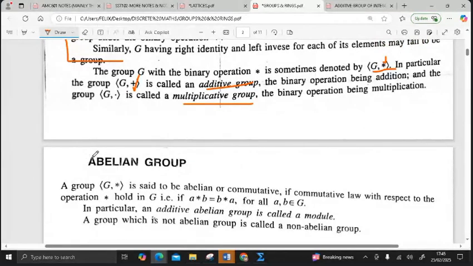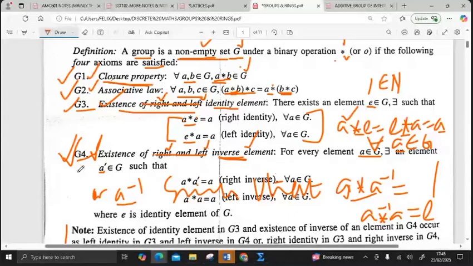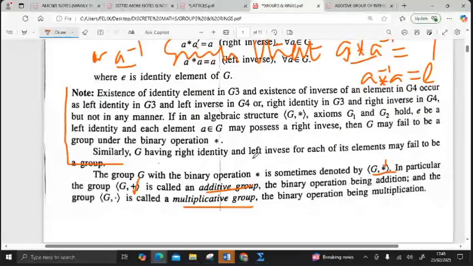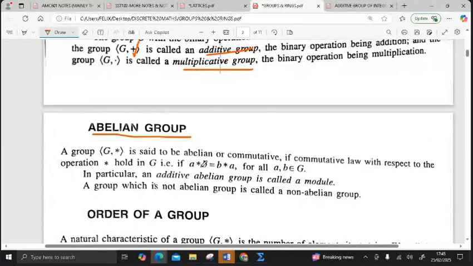But now, the group G with a binary operation is denoted that way. I think that is something we've seen. This one is general; the operation could be multiplication or addition or any other. If it is a plus, then we call it an additive group. And if it is a multiplication, we call it a multiplicative group, right?